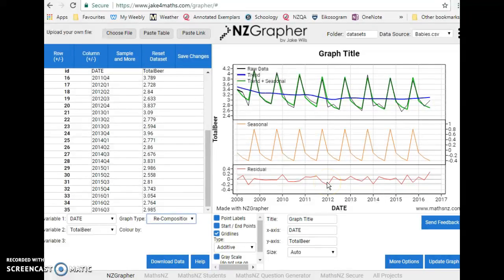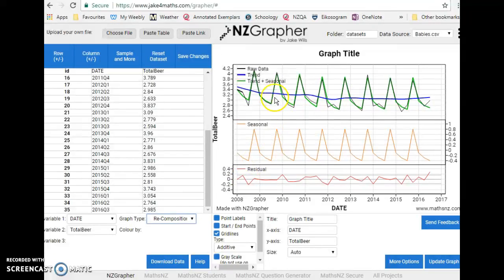The last thing I want to tell you about residuals is that they are completely normal. You never have a perfect model because of nature, because there's a cyclone turning up this week. There's residuals. What's unusual though is a residual that's more than 10% of the range of raw data.